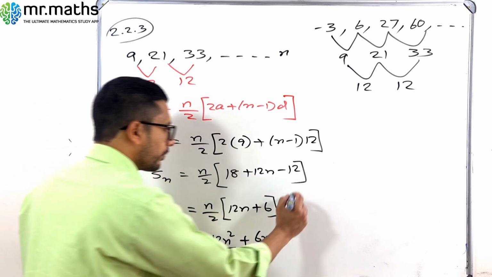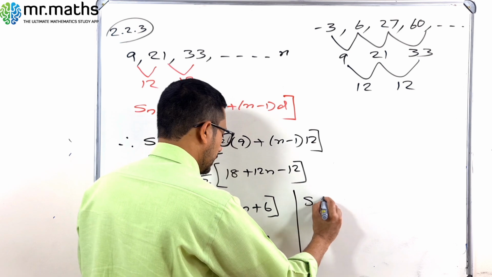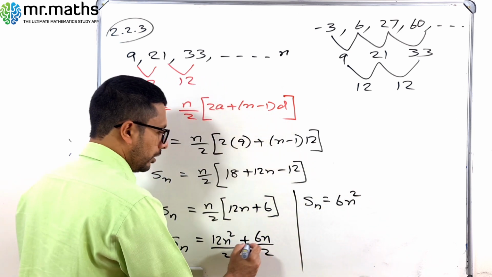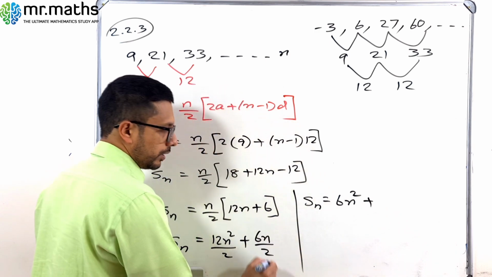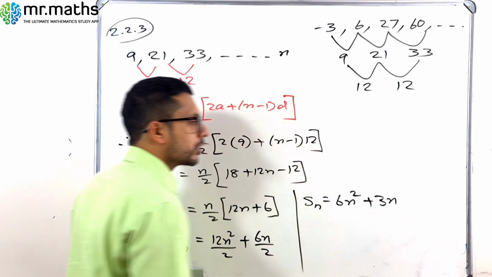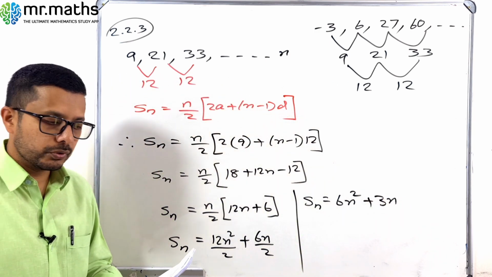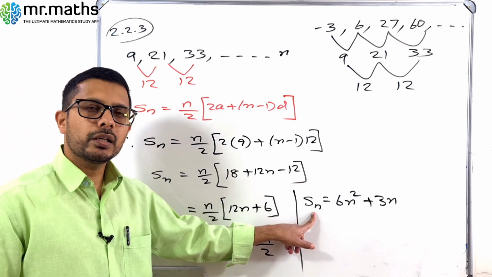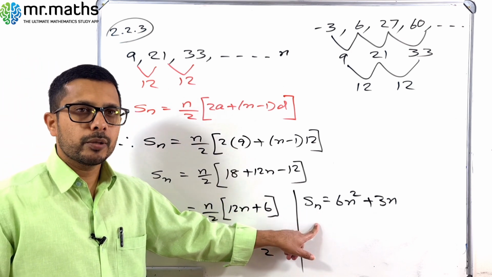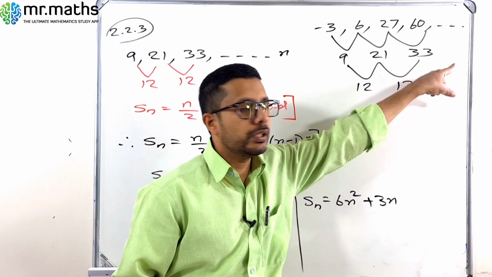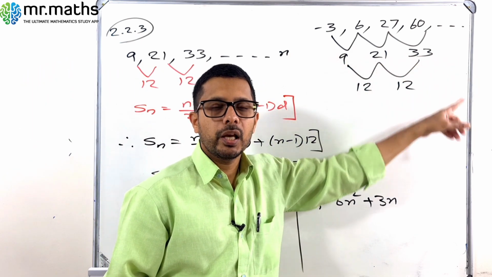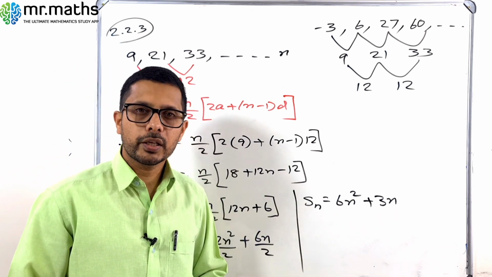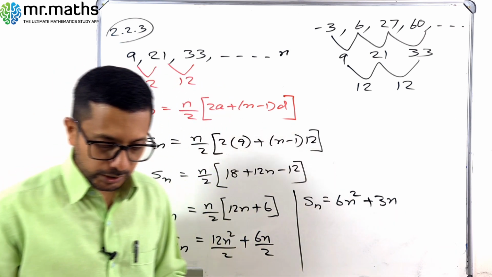Okay, so what is the final answer now? Sn is equal to, 12 by 2 is 6n square plus 6 by 2 is 3n. Look at the question. Is it not that one we want to prove? 6n square plus 3n. And that is the expression to find the sum of the n terms of the first difference. And what is the formula to find the sum of the n terms? Sn is equal to this one. Okay, so that is the question 2.2.3.